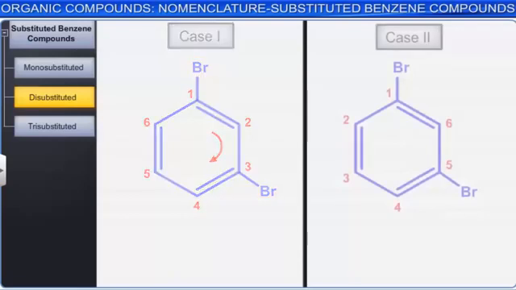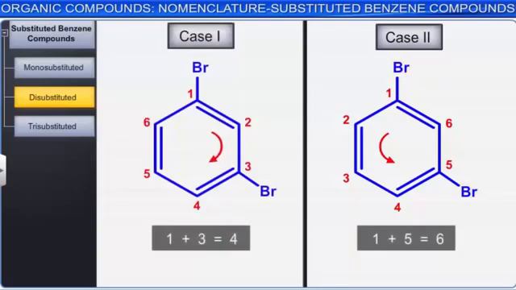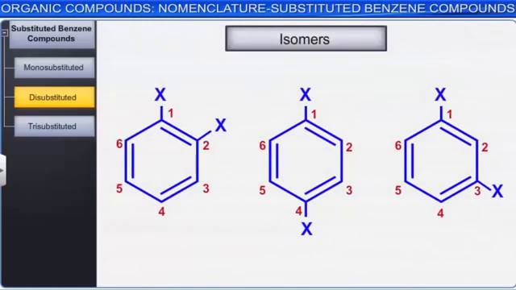In case 2, the numbering of carbon atoms is done in the anti-clockwise direction. As a result, the two bromine atoms are present at the positions 1 and 5. According to the rule, case 1 follows the correct way of numbering. 3 isomers are possible for a di-substituted benzene.